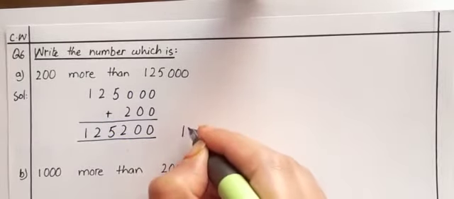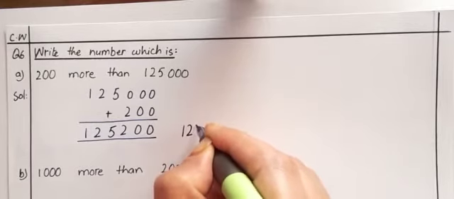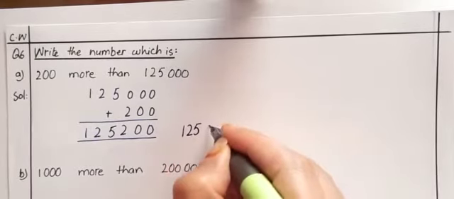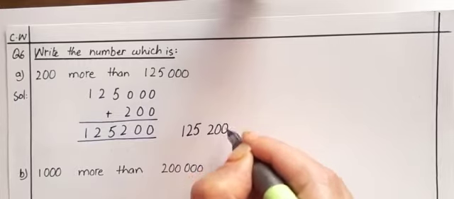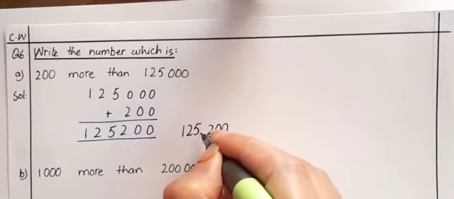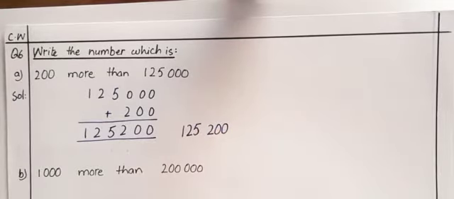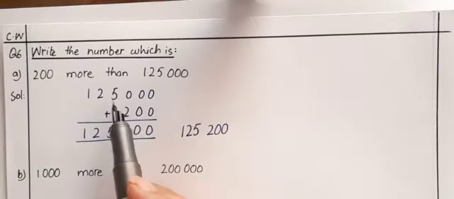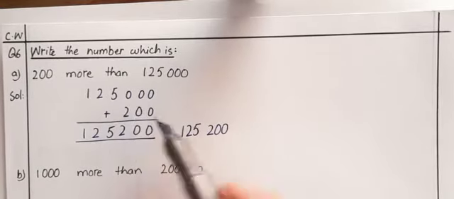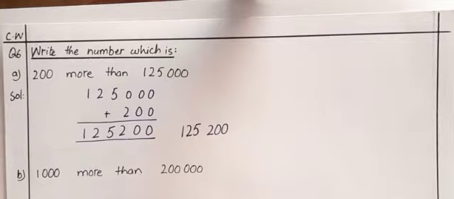Now write it in international place value. Because these are 6 digit, so 3 digit and space and then 3 digit. Okay, it is 125,200. Let's move toward our next sum, that is 1,000 more than 200,000. So boys, follow the steps that I followed in this sum and solve this one by yourself.